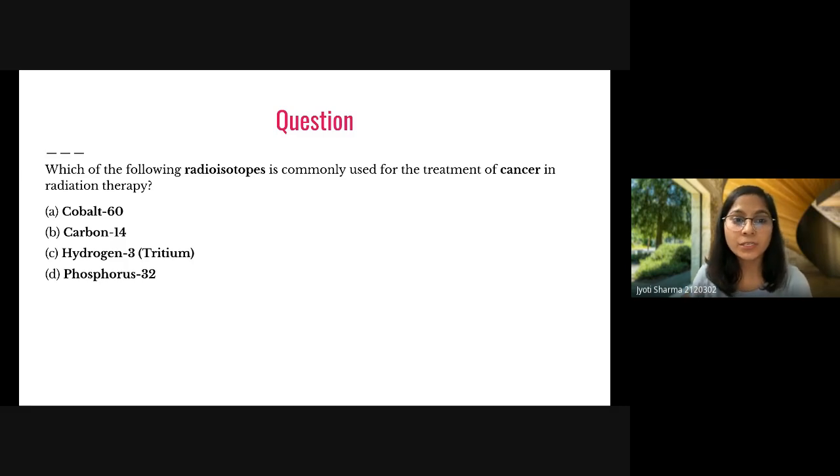Okay, next question is, which of the following radioisotopes is commonly used for the treatment of cancer in radiation therapy? So we have cobalt 60, carbon 14, hydrogen 3, and phosphorus 32. So which of the radioisotopes is used for the treatment of cancer? You should know about this. This is a very important question.